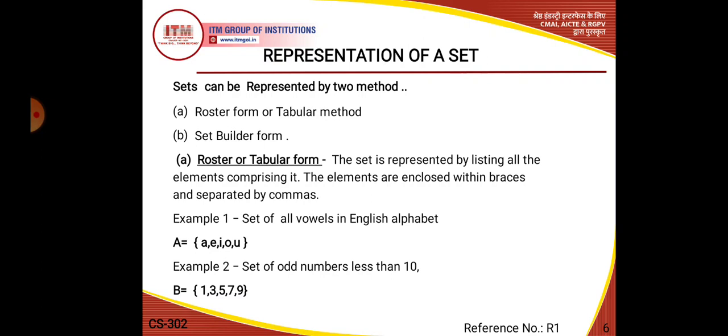Now in the second, set of odd numbers less than 10. Here capital B is the set which equals {1, 3, 5, 7, 9}. This set consists of 5 elements and all the elements are less than 10 and are odd numbers.